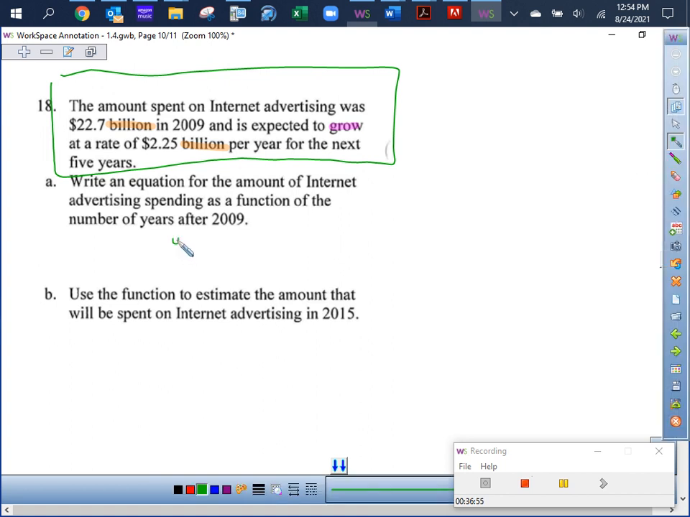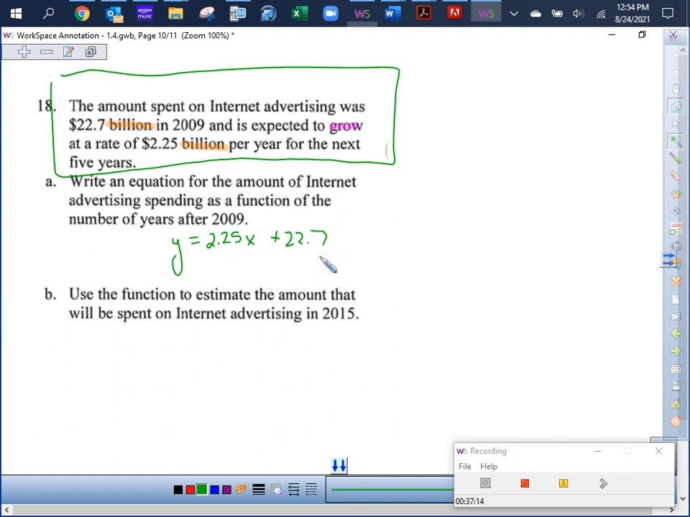Y equals, our slope is 2.25. You do not need to put the zeros. You do not need to put the word billion, because I'm sure on my math lab it will have it in billions, like in parentheses or something like that. Need an x next to it, plus 22.7. Rocking and rolling? That's part A.